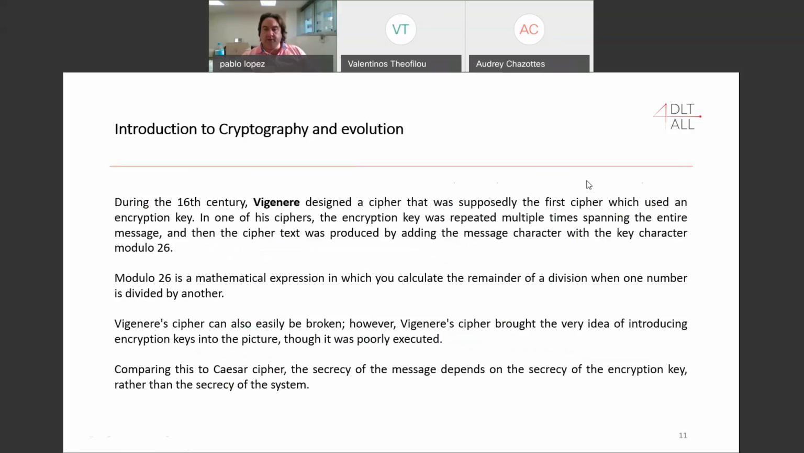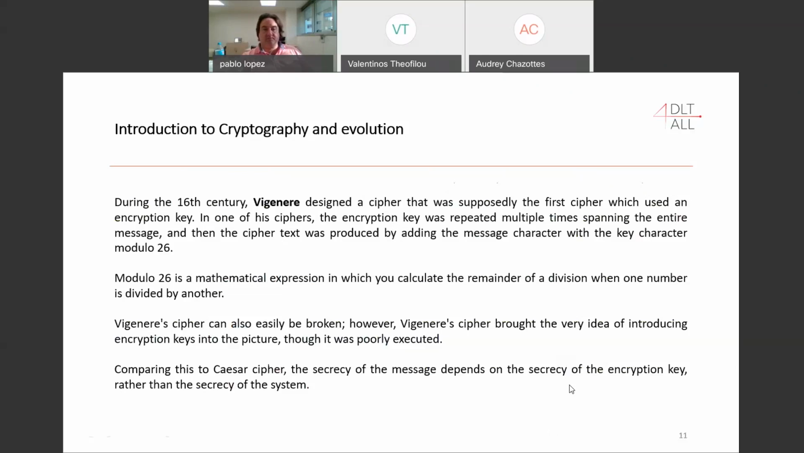Okay, let's go ahead with a different historical movement. During the 16th century, Vigenère designed a cipher that was supposedly the first cipher which used an encryption key. In one of these ciphers, the encryption key was repeated multiple times, spanning the entire message. Then the ciphertext was produced by adding the message character with the key character modulo 26.